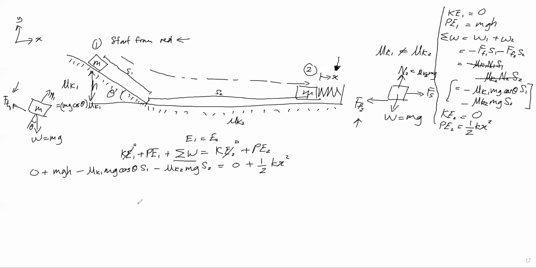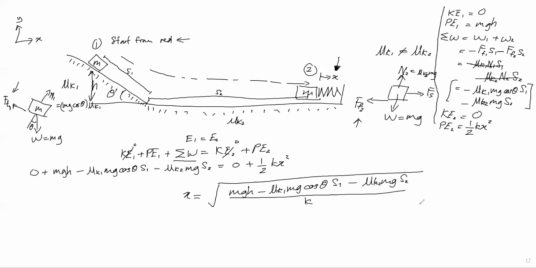Now we can rearrange this equation. Then finally, when you do the math, what you get is x equal to the square root of mgh minus mu k1 mg cosine theta times S1 minus mu k2 mg times S2, divided by k. That is the answer. That's all.